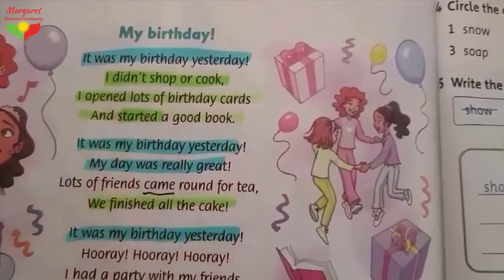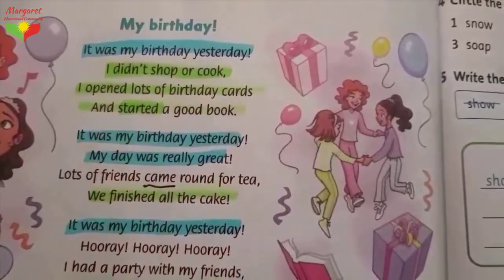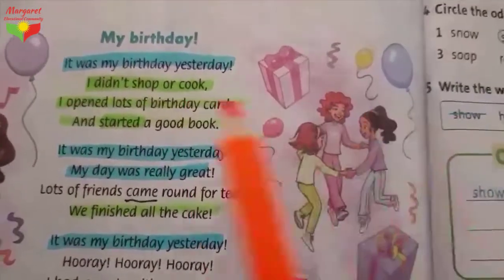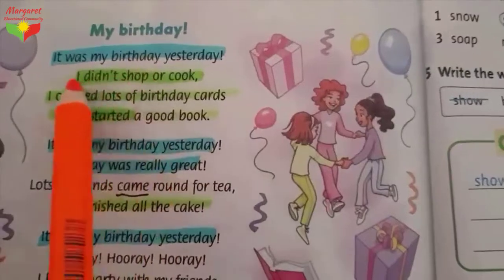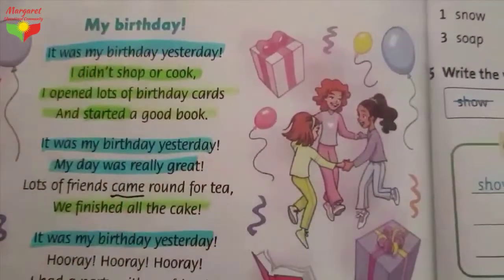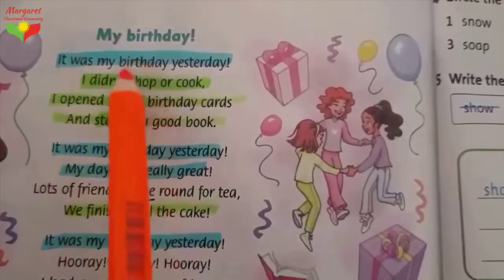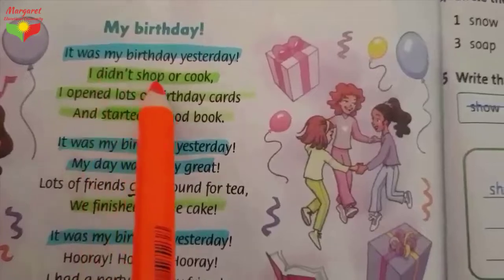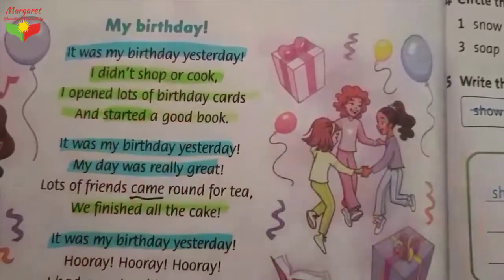They are past simple sentences with regular verbs. It means you can find regular verbs in them. Look at this sentence: I didn't shop or cook. This is a negative sentence. We have didn't, and we have the verb, because we put didn't to negate this sentence. At this time we removed the ed.